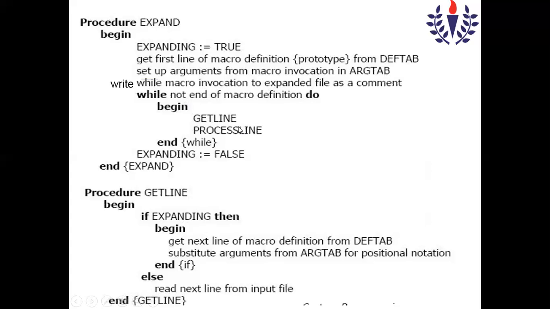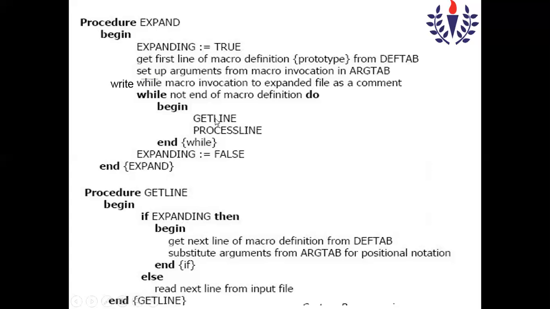So get a line from the definition, process that line, and while expanding then false. When we have done all the expanding, when we reach the end of the macro definition, now we will set expanding equal to false and end of expand.